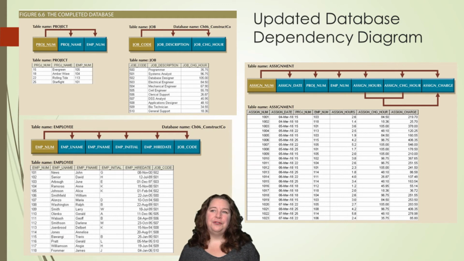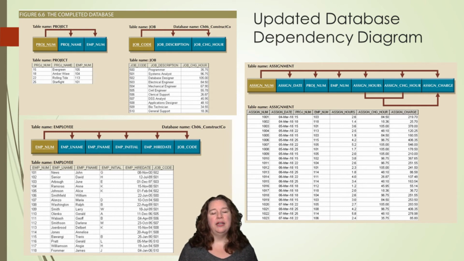So this is our final updated database dependency diagram. As you can see, we have 4 tables. We have created a project table that includes a manager ID. We added in the manager. We have the job table. We created a job code that was a number rather than a string. And we have a description and a charge per hour for that job code. For our employee, we have broken up their name into first and last and initial. We have also added in a hire date, and we've given them a job code. What is the code of the job that they do?